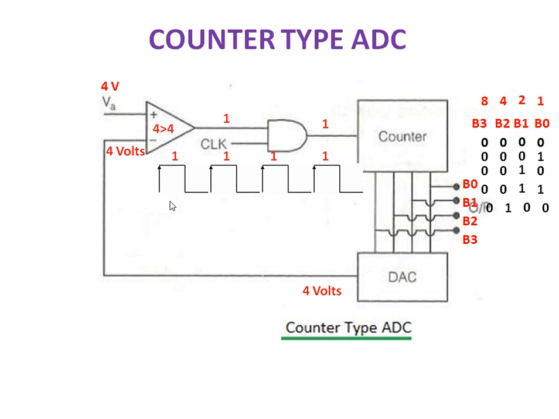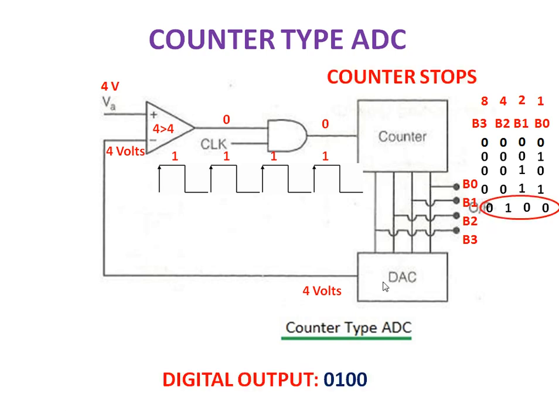Is 4 greater than 4? No, the condition is false, so the output will become 0. If any one of the inputs is 0, the AND gate output will become 0, so the counter stops counting. So the digital output is 0 1 0 0. That is the digital representation of the 4 volt analog input. This is how the counter type ADC works. Thank you.